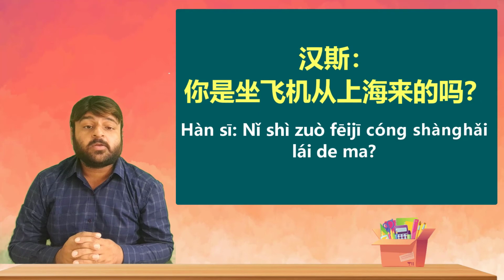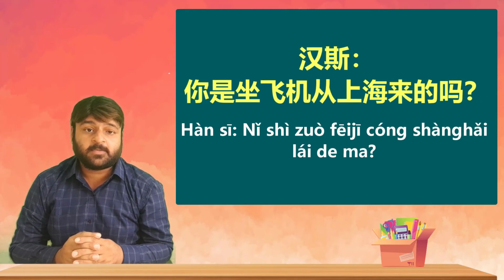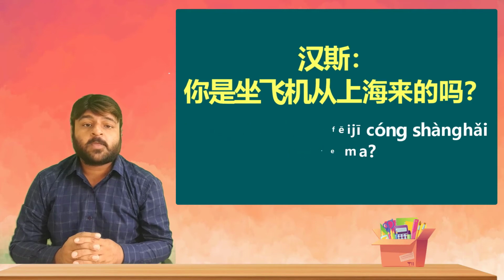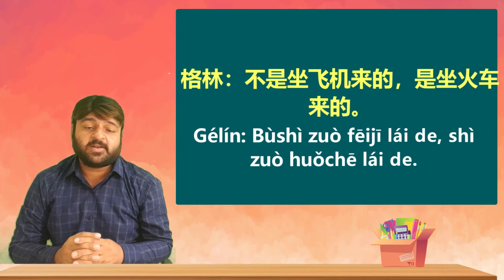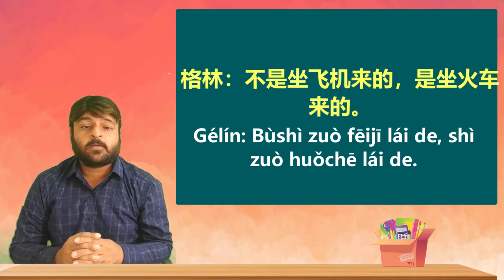你是坐飞机从上海来的吗? 你是 you. 从 from, 坐 to sit. 你是坐飞机 sitting on an aeroplane or by aeroplane. 从上海来的吗? From Shanghai. Came. Did you come from Shanghai by a plane? 不是坐飞机来的，是坐火车来的. Did not come by plane, came by train.